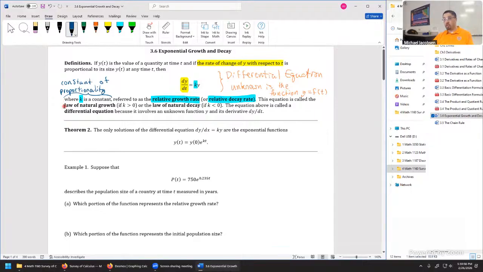So we'll call this the law of natural growth, or just exponential growth for short, if k is positive. Law of natural decay, or just exponential decay, if it's negative. Well, any questions at all, folks, about the underlying differential equation here?